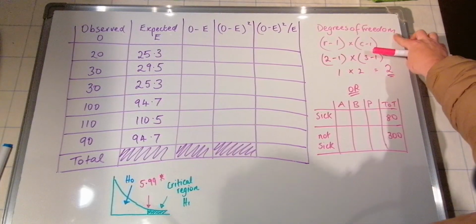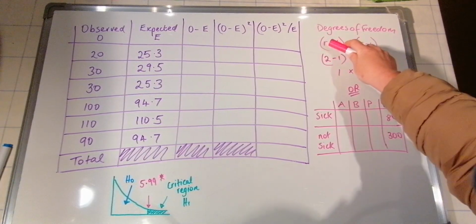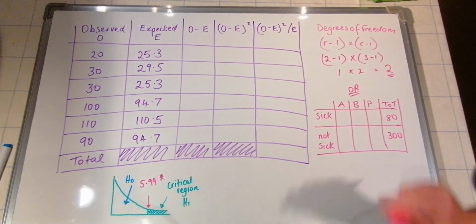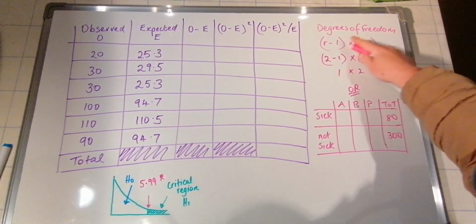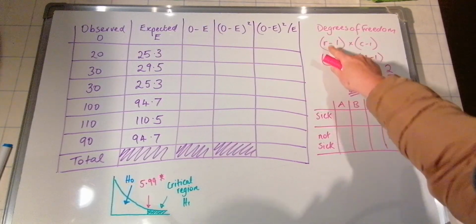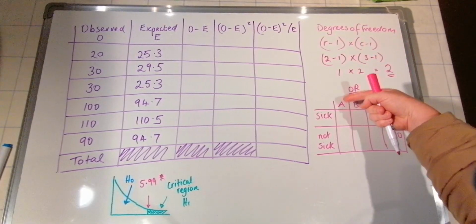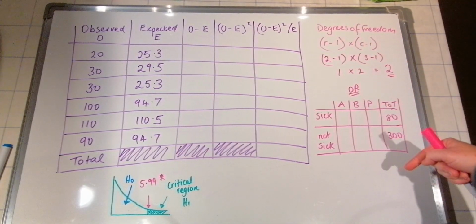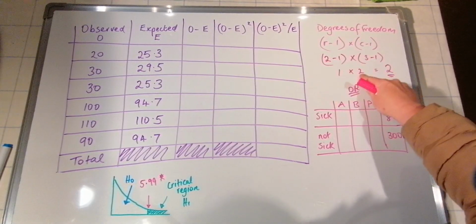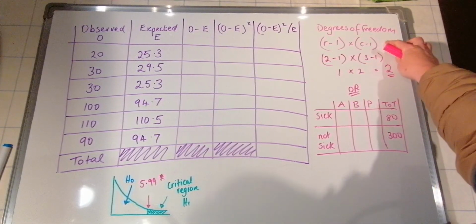But this degrees of freedom calculation here, there are two ways that you can think about this. There's a wee formula there: r minus 1, your rows minus 1, multiplied by c minus 1, your columns minus 1. If you think back to the first table that we had, we had two rows, people who got sick and people who didn't get sick. And I had three columns, people who took herbal remedy A, B, and then the people who took the placebo. So 2 minus 1 gives you 1, 3 minus 1 gives you 2, 1 times 2 gives you 2. So our degrees of freedom is 2 on here, using that formula.